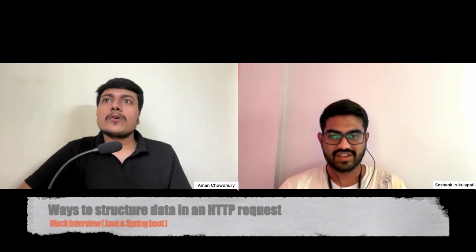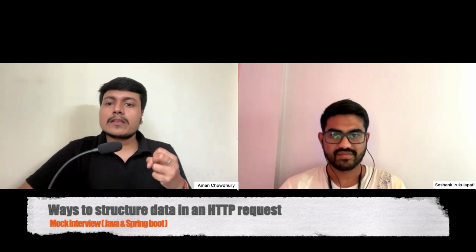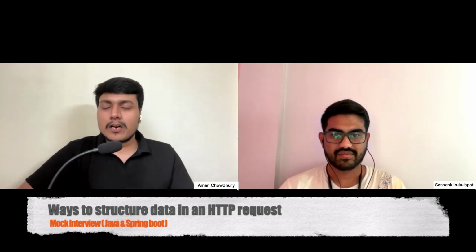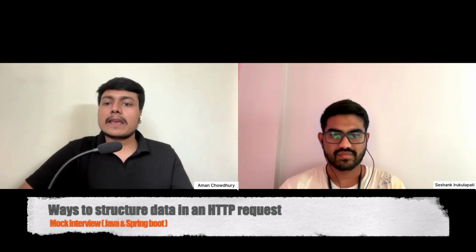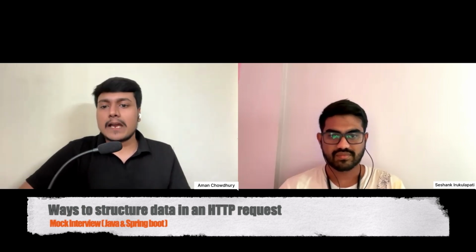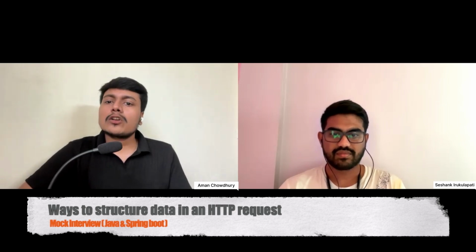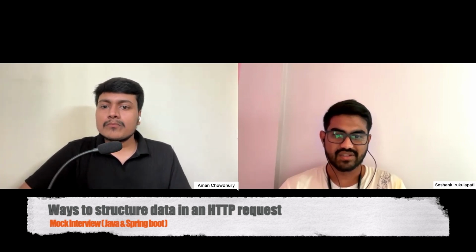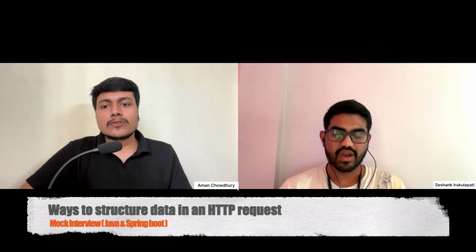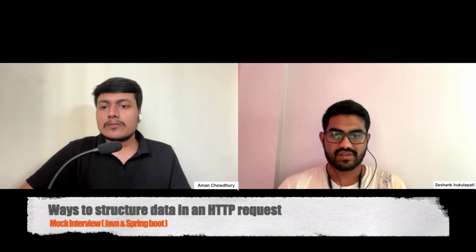Suppose from the UI, we have to accept some data, and save some data to our backend in the API, to store it in DB, or to do some checks and all. What all methods do we generally have to send data from here, from UI to backend?